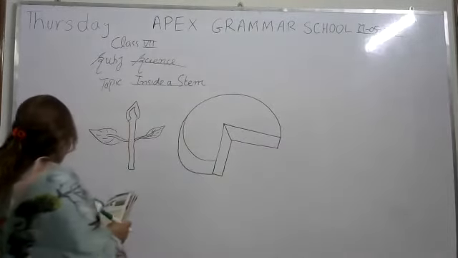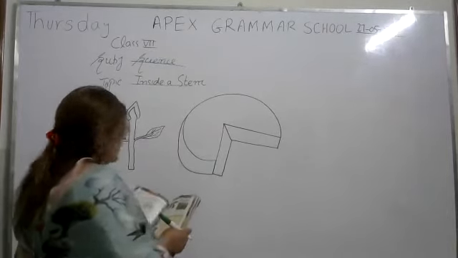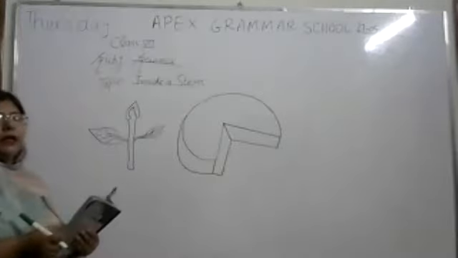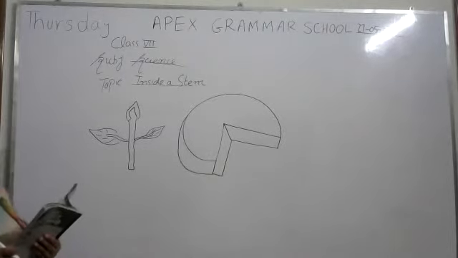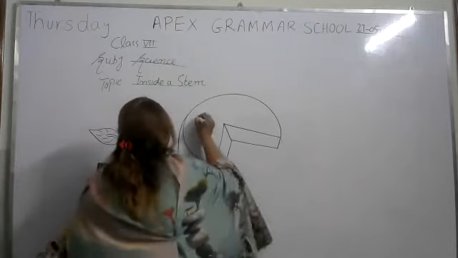Inside our cell, some important tissues are present. Technically, they are called vascular bundles, but vascular bundles are divided into two parts. First is called xylem tissue, and second is called phloem tissue. Now we will discuss the tissues inside the cell.